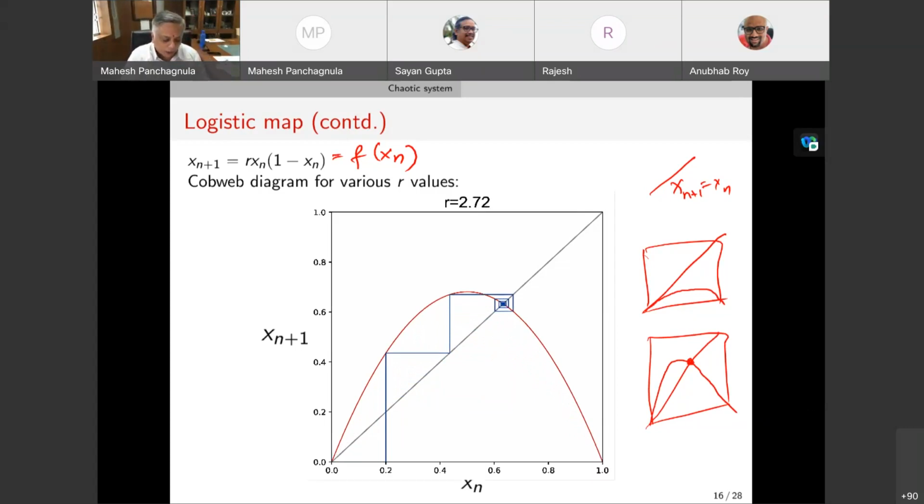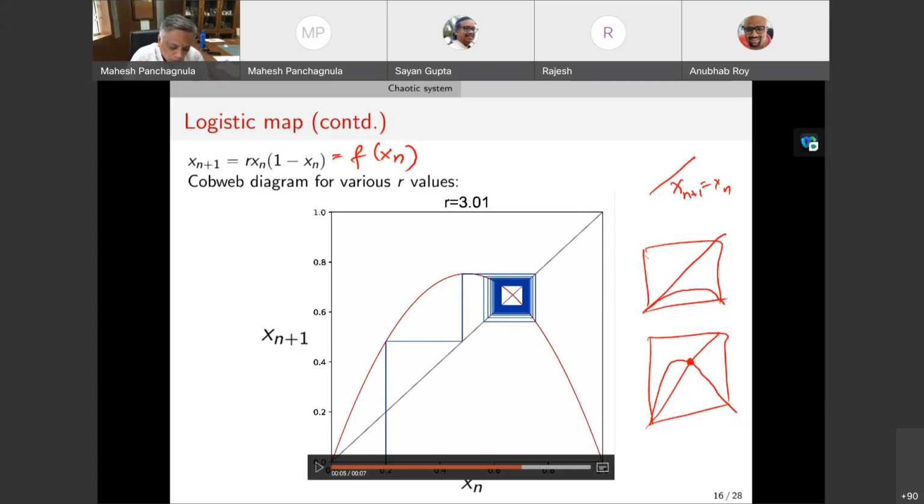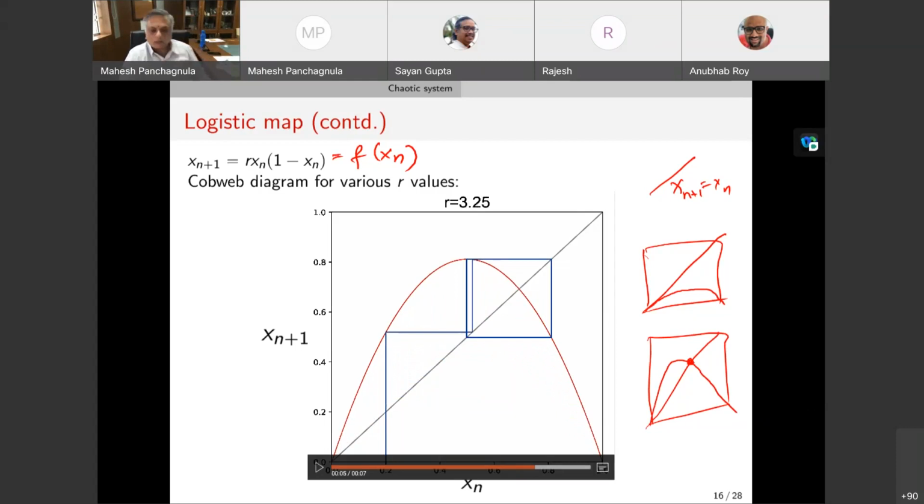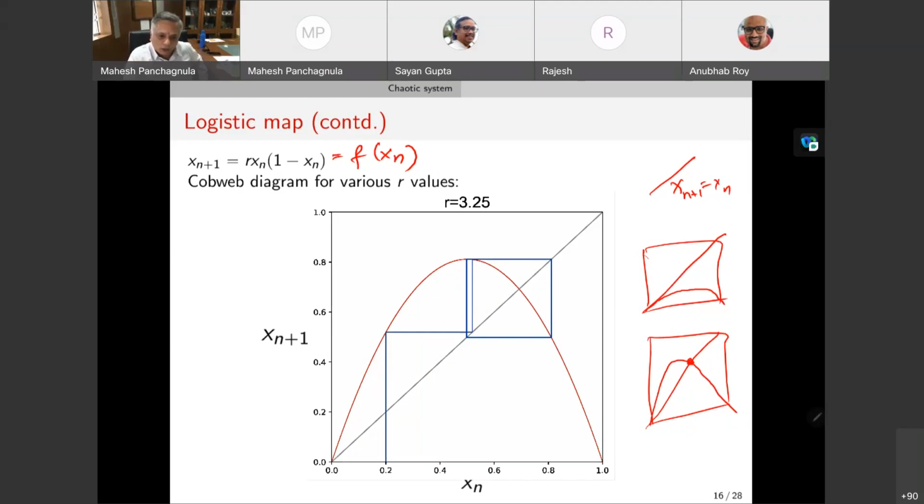So beyond a particular point, you start to see, so let's say this is at 3. So at 3.25, you can see how if I plug in a particular value, if I start with this 0.2, I do the same cobweb kind of a thing. I'm forever going to jump between two solutions. The one near 0.8 and the one slightly less than 0.6, about 0.5. So I'm going to continuously jump between these two solutions. If I plug in the value at 0.8, I get the value at 0.5 and vice versa.